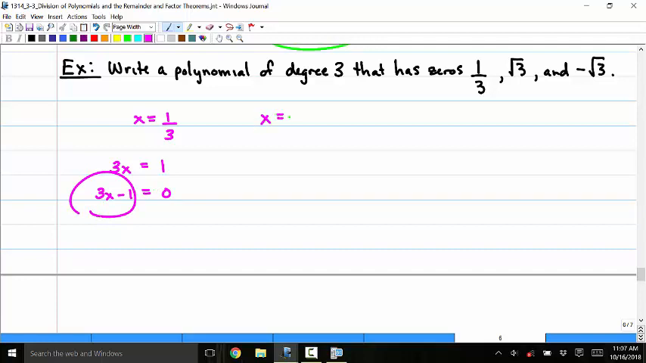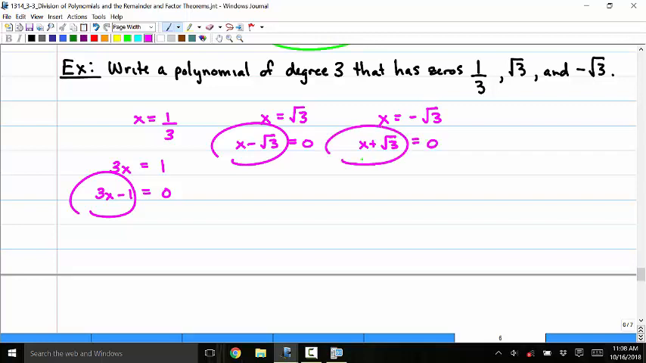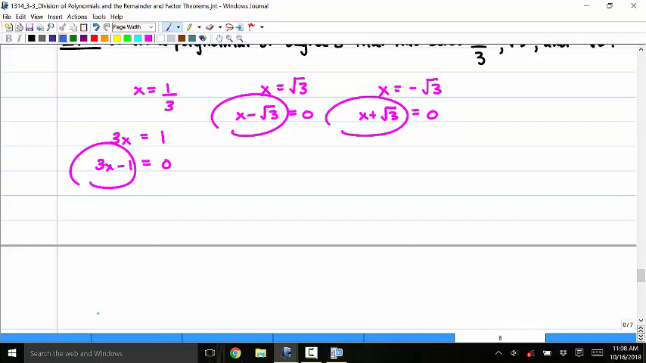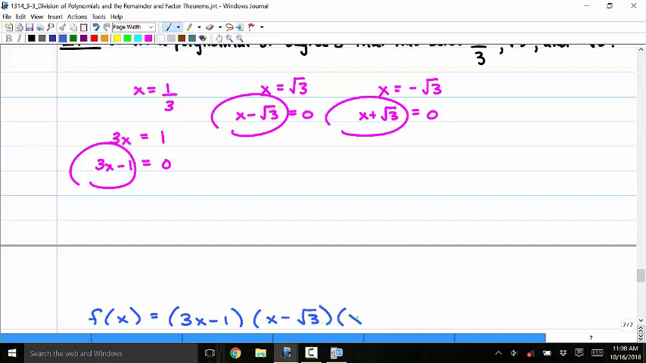x is supposed to equal √3, so x minus √3 equals 0. This is one of my factors. And last but not least, x is supposed to equal -√3, so x plus √3 equals 0. That's a third factor. So if I'm trying to write a polynomial of degree 3, I have 3 linear factors: 3x minus 1, x minus √3, and x plus √3.